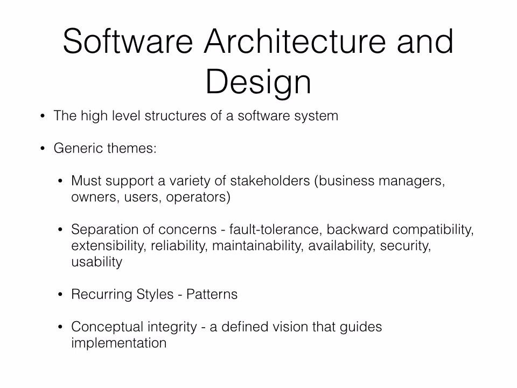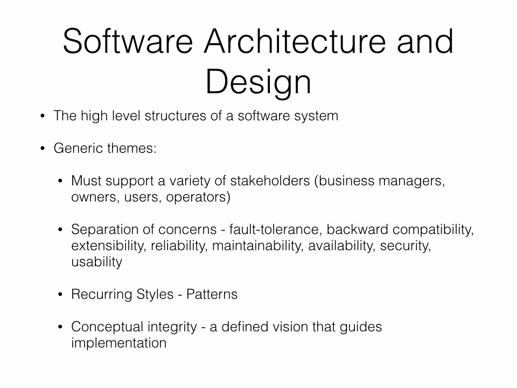Software architecture has to support a number of different stakeholders, right? That has to be the design of software, how you diagram all these different components. You have to think about all these stakeholders: business managers, owners, users, operators. Another thing, which I've alluded to a little bit, is separation of concerns. For example, it has to be fault tolerant, backwardly compatible, extensible, reliable, maintainable, available, secure, and usable, right?